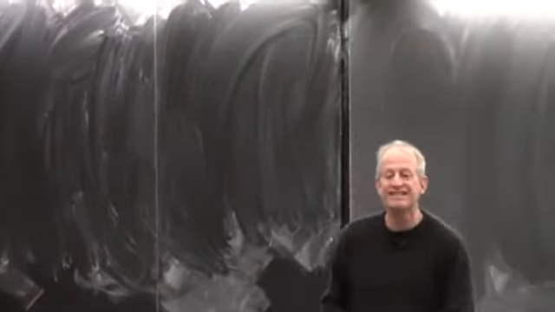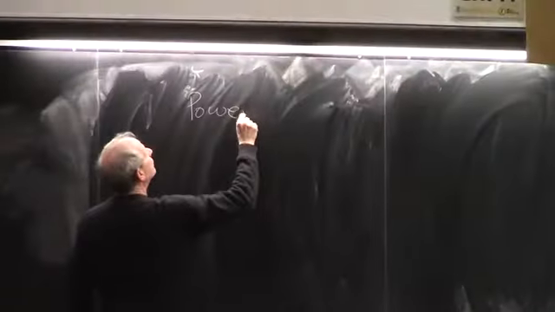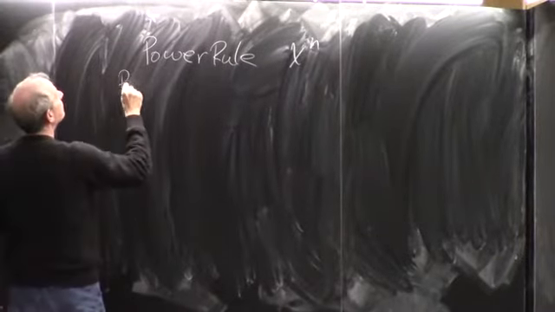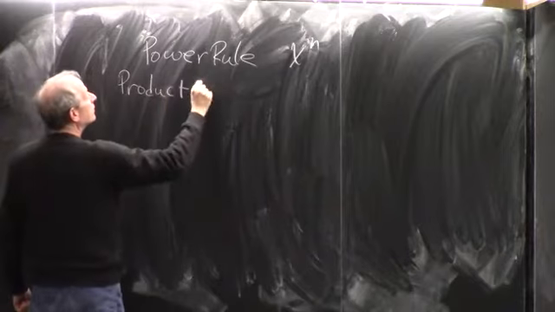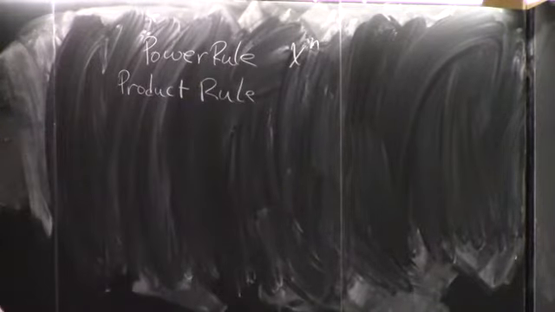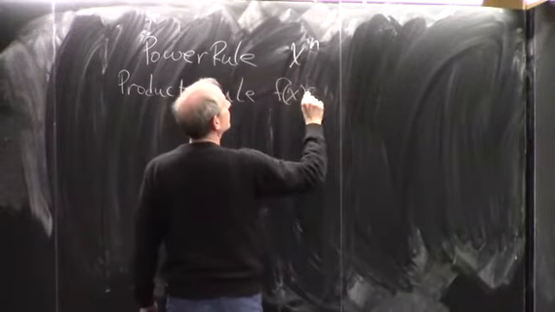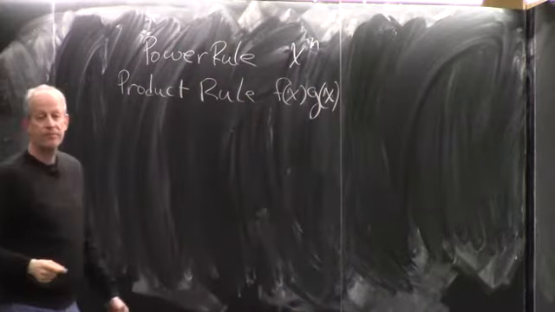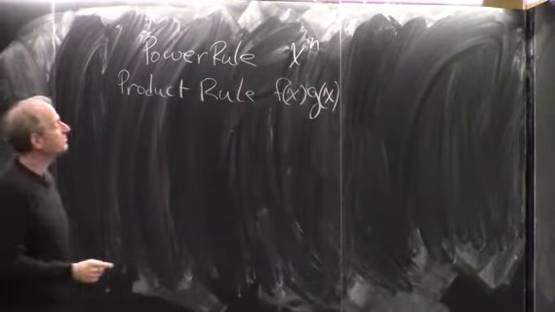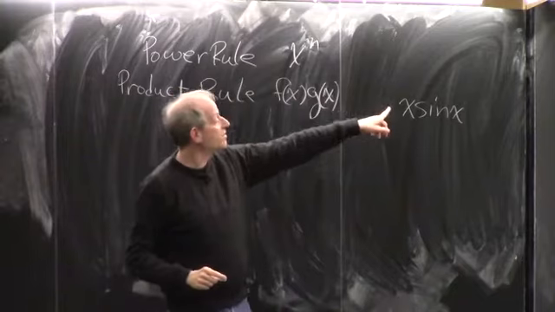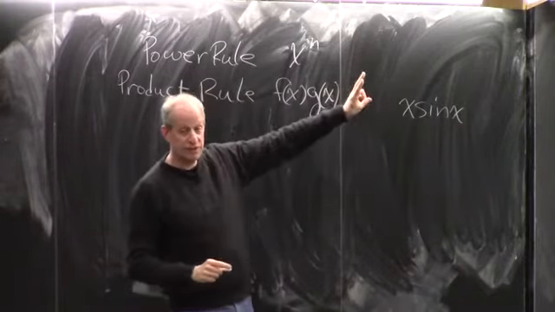Stuff you should be able to do for the exam. You should be able to do the power rule. That's finding the derivative of x to the n. The product rule is when you have two functions multiplied together. Remember, even something as simple as x sine x is two functions, so it requires the product rule to take the derivative. That's not one function, it's two functions.